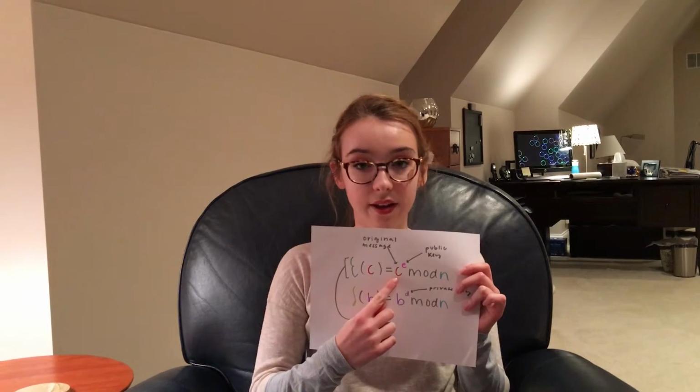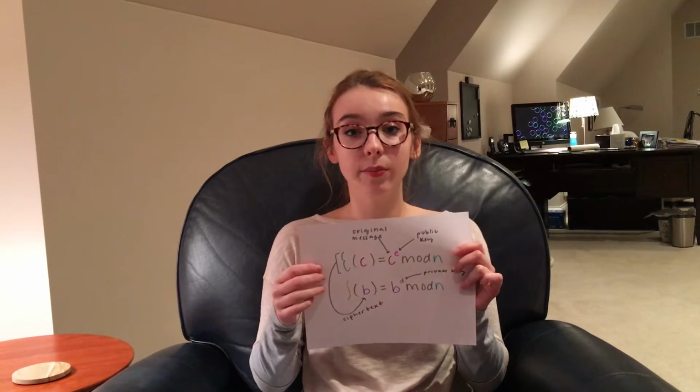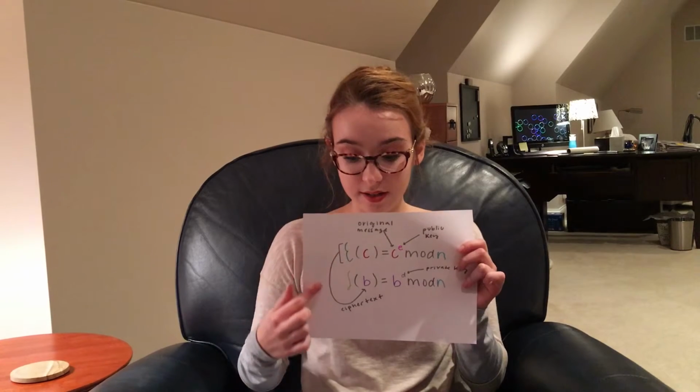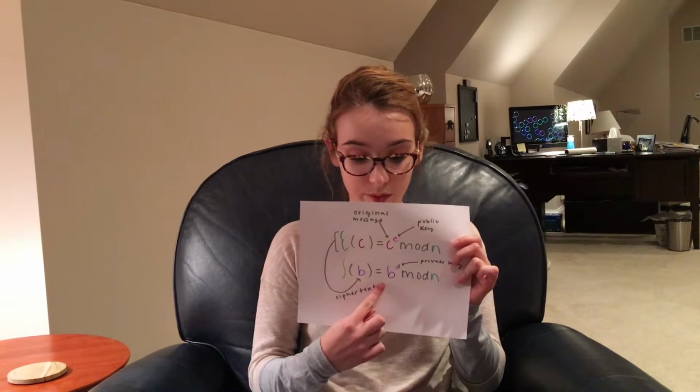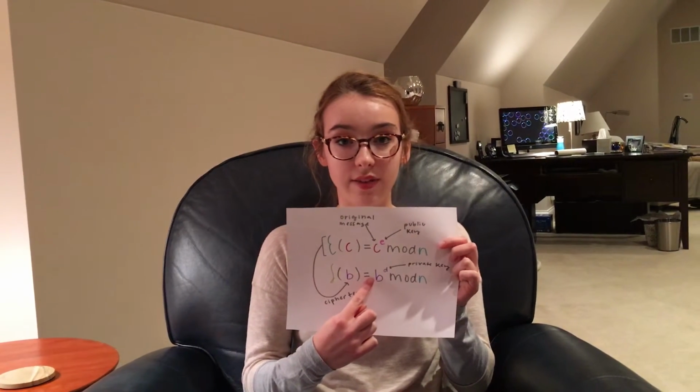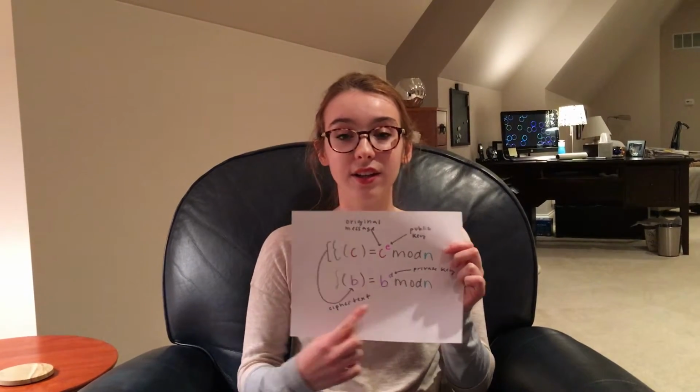So to encrypt your message, you'll need to take c, which is the numerical value of your message, raise that to the power of e, which is the public key, and then take the modulus of n. To decrypt the message, you'll need to plug that value into the decryption equation and raise that to the power of d, which is the private key, and then take the modulus of n, and that'll give you back the original value of your message.